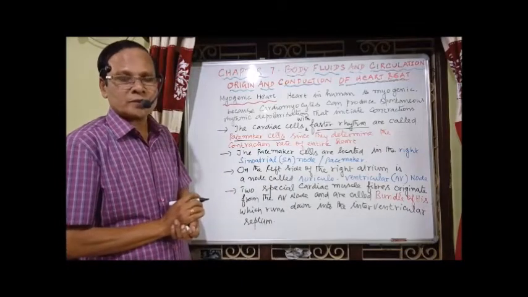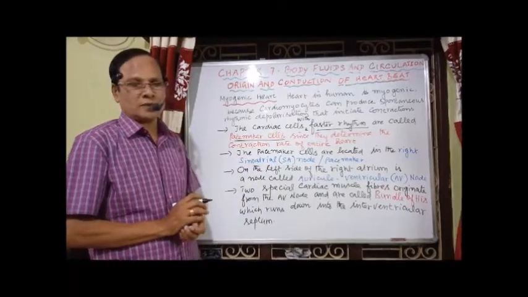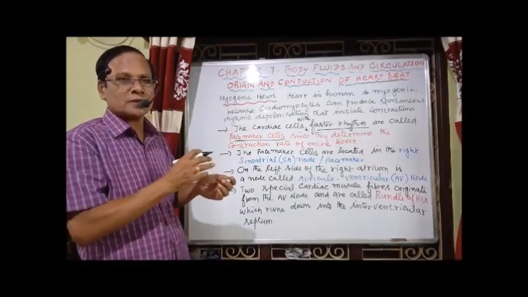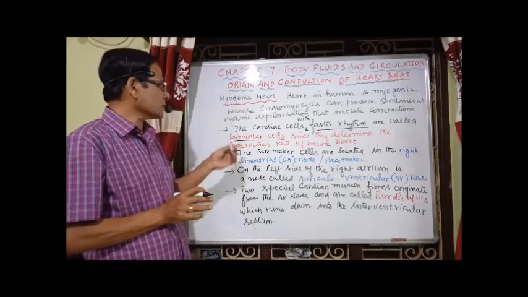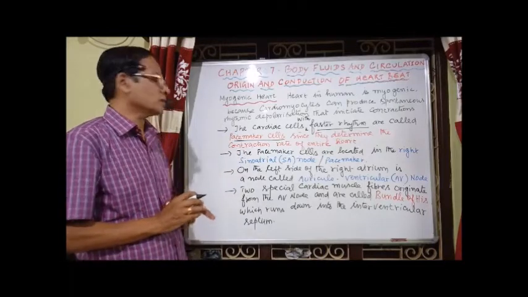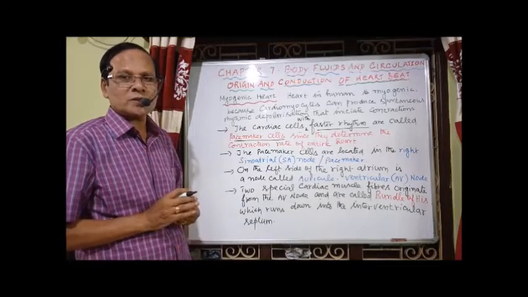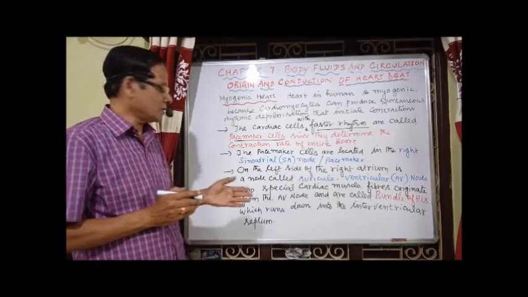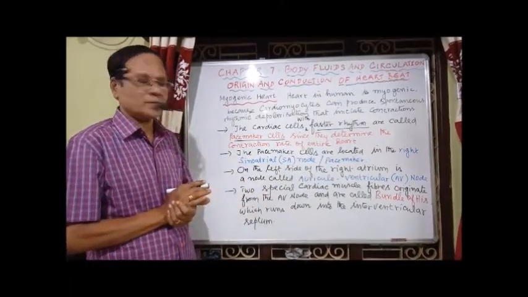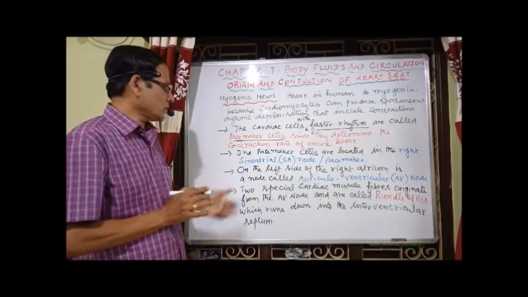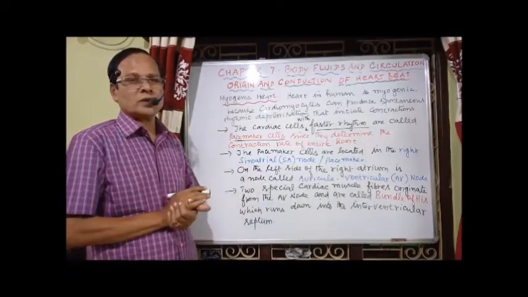Why are they called pacemaker cells? Since they determine the contraction rate of the entire heart, the rate of heartbeat, they are called pacemaker cells. Where are these pacemaker cells located? I mentioned these pacemaker cells are located in the sinoatrial node, otherwise called the pacemaker, as it generates impulses. Now another node I mentioned on the left side of the right atrium is a node called the atrioventricular node.